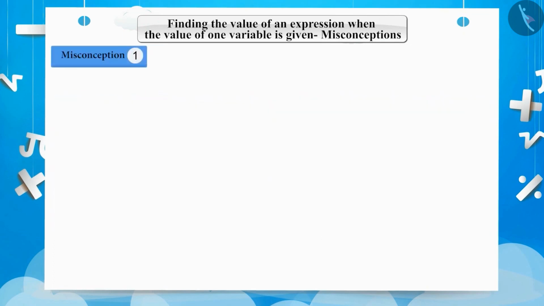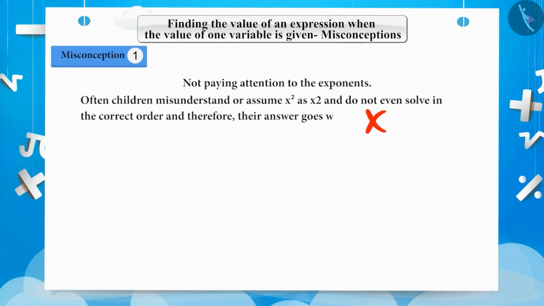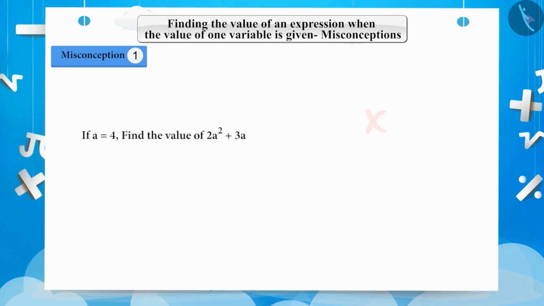The first misconception is not paying attention to the exponents. Often, children misunderstand or assume x square as x2 and solve the question accordingly. As a result, their answer goes wrong. Let's take a look. If a is equal to 4, then find the value of 2a square plus 3a.